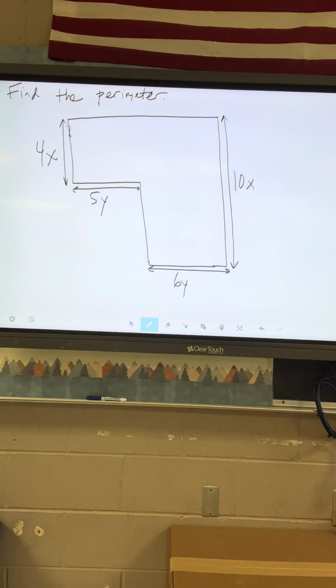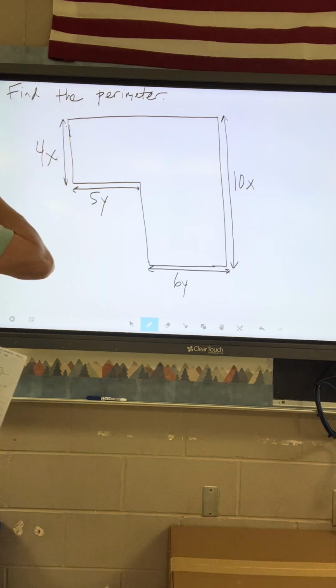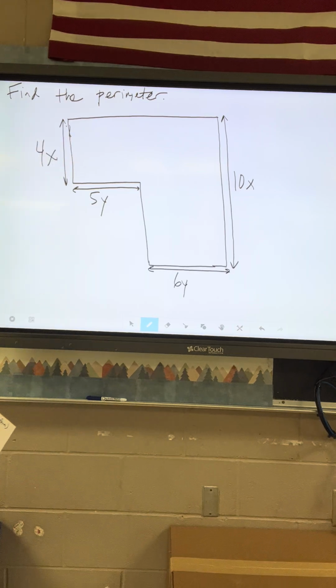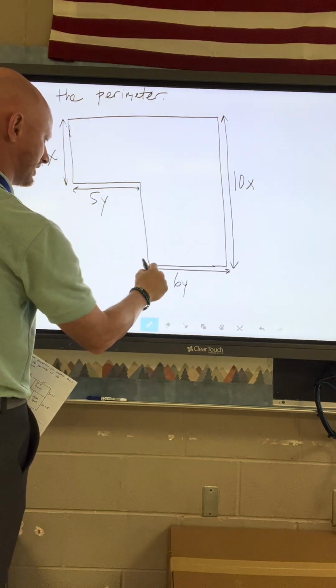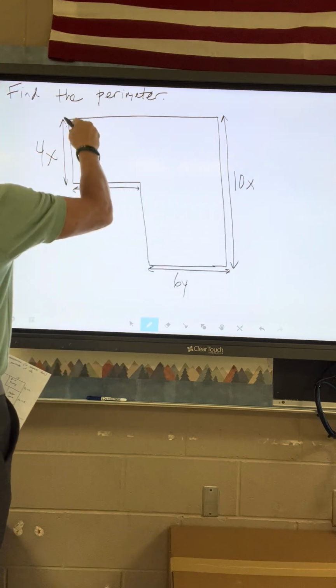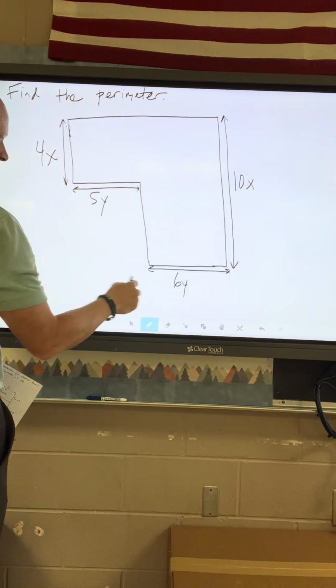Find the perimeter. What do you think? Do we have everything that we need to find the perimeter? Well, first of all, ask yourself this: to find the perimeter, what do I have to add together? The answer, obviously, is we have to add up all of our sides. So I'm going to add this side, this side, this side, this side, this side, this side, and this side. Okay?